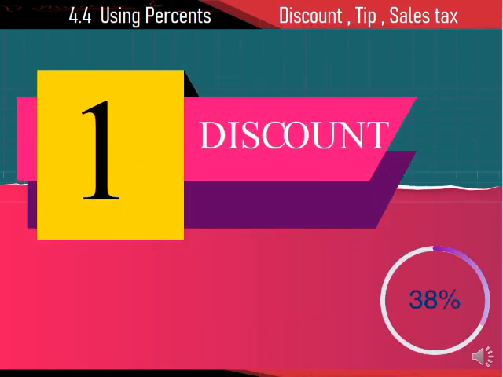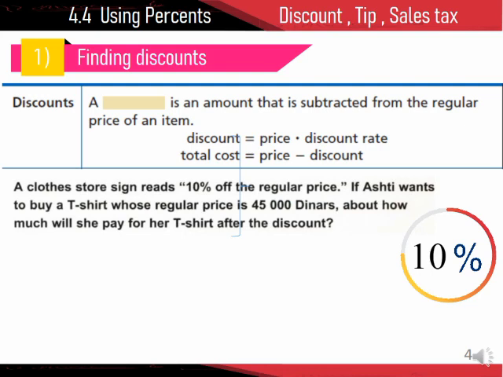Now we are going to study them one by one. The first one is discount. We are going to study some real-life examples for discount. First, we are going to study finding discounts. What is a discount? A discount is an amount which is subtracted, meaning minus, from the regular price of an item. It means a discount is an amount that is subtracted from the regular price of an item.